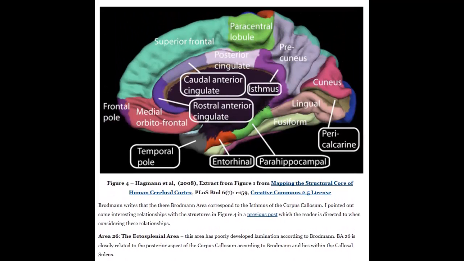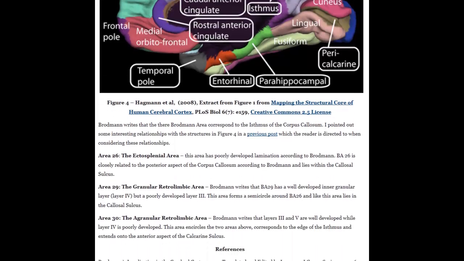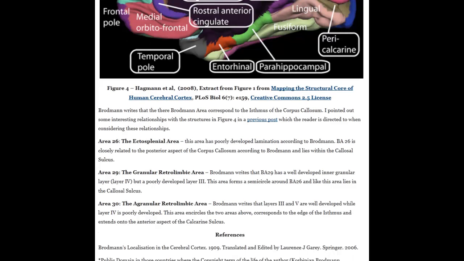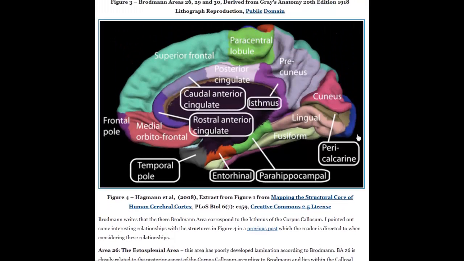And what he says is this is the edge of the isthmus. So this is the isthmus in this diagram. He said that Brodmann area 30 not only surrounds these two areas, but is also the edge of the isthmus of the cingulate cortex, and that it extends onto the anterior aspect of the calcarine sulcus. So that's it. That's all for these three Brodmann areas, which form the retrosplenial region.